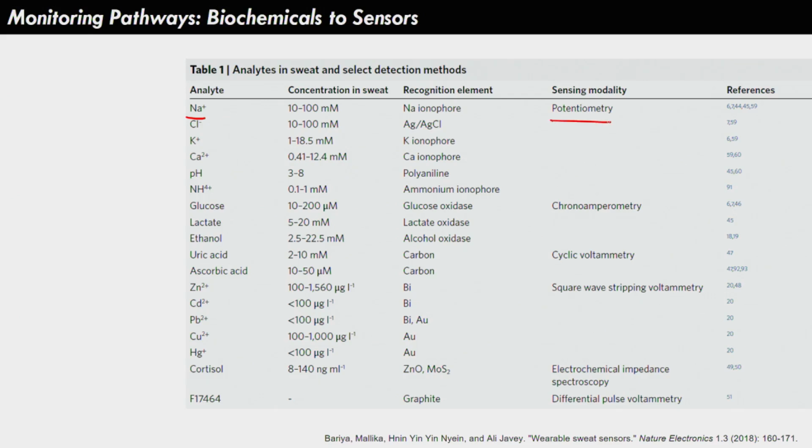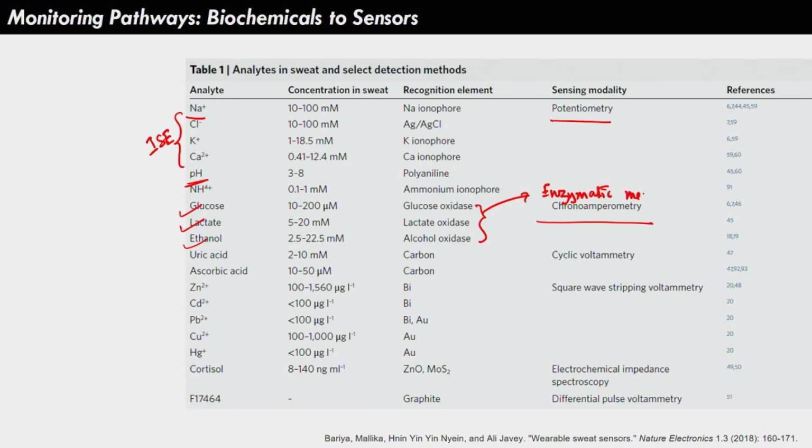For sodium, generally we use potentiometry. We can use ion selective electrodes, ISE, which have an ionophore layer on the electrode that selectively allows certain ions to pass through and blocks the other ions. So these are ISEs. pH you can also monitor. We'll look at pH today and also in the live demo. Glucose uses chronoamperometry, and so do lactate and ethanol, which is alcohol. They use various enzymatic methods which we have already covered in detail.